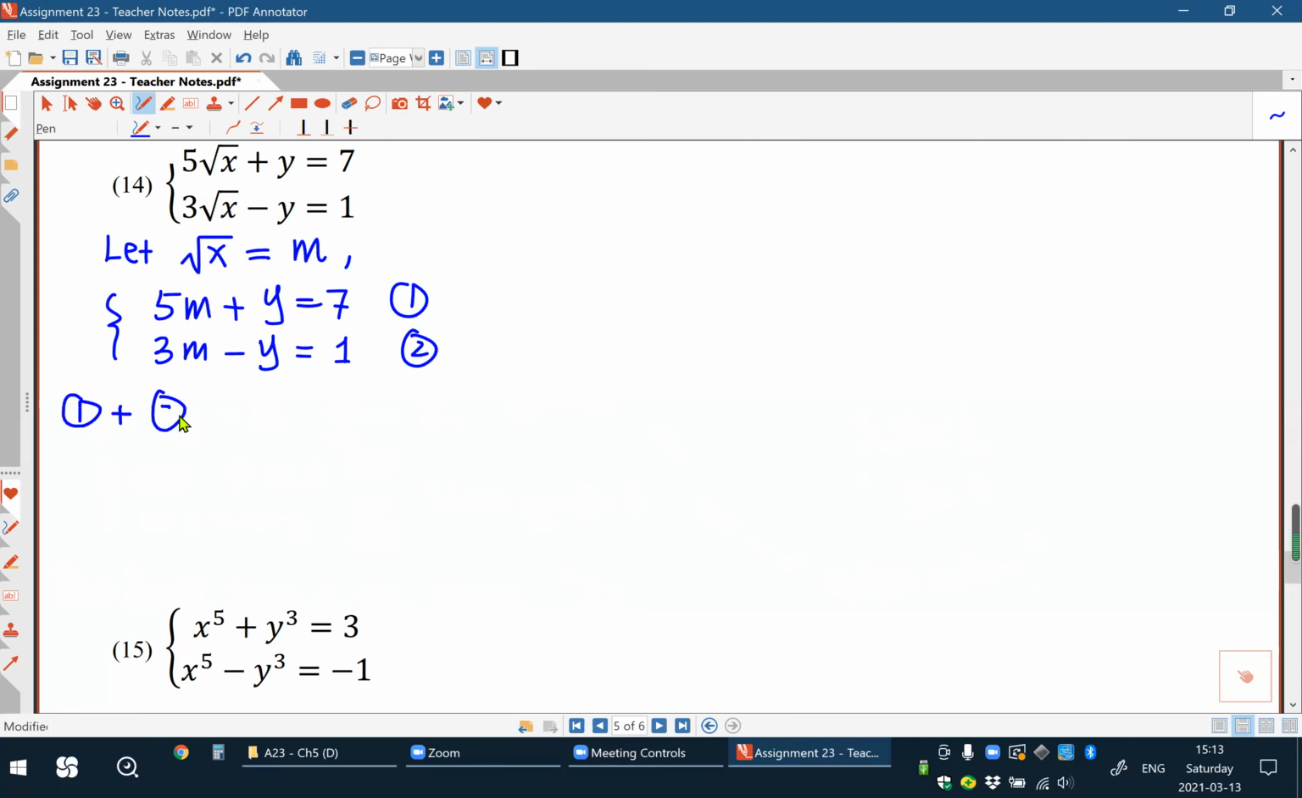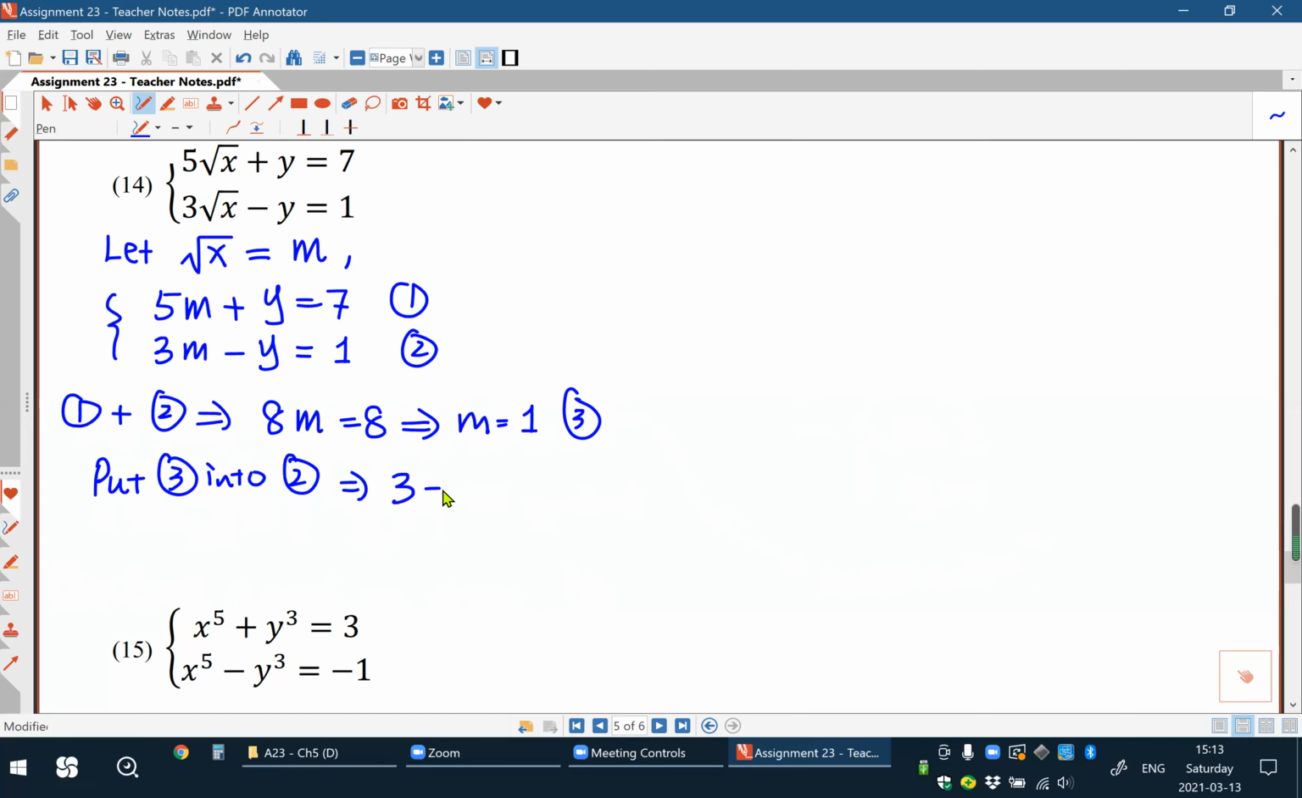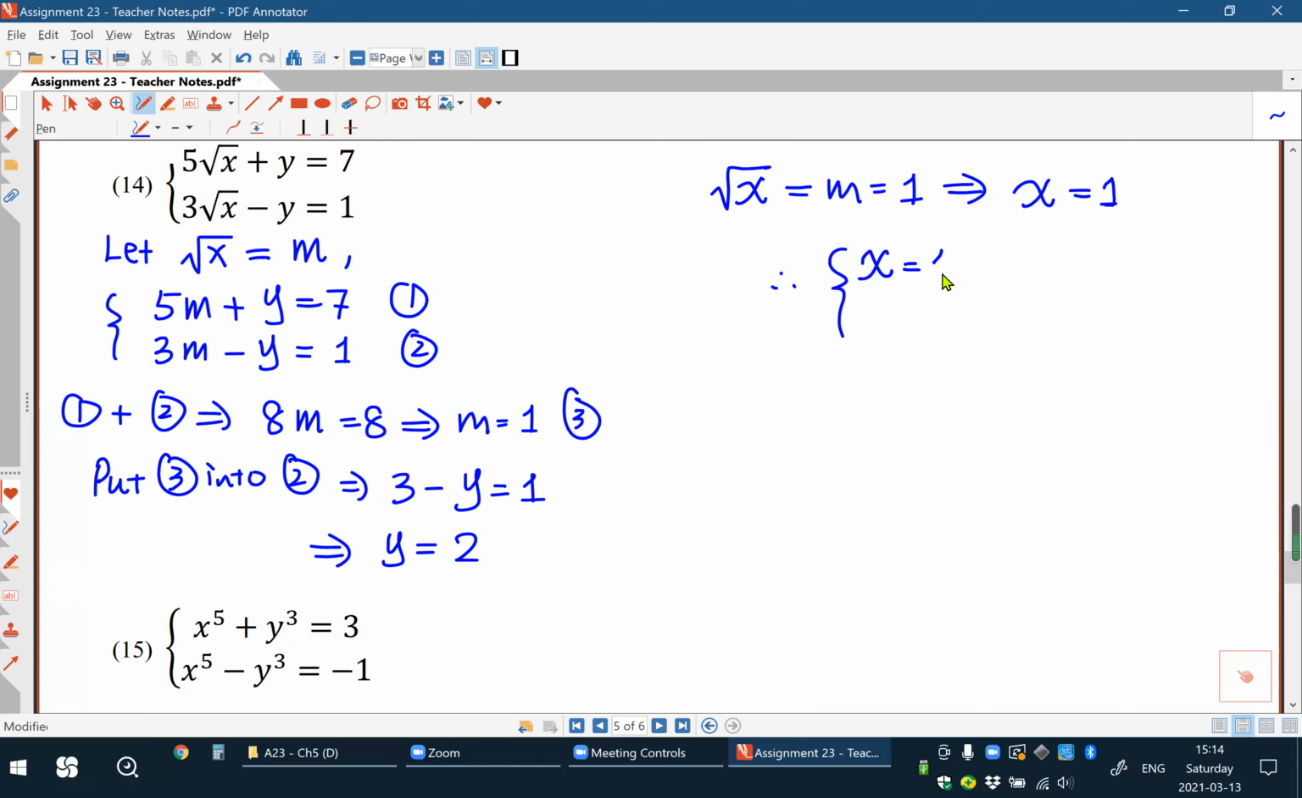So how do we solve this? Again, we can use equation 1 plus equation 2, right? This will give you 8m equals 8. So that means m is 1. So let's call this 3. Then we can put 3 into number 2. Then you will get 3 minus y equals 1, right? And that means y is 2. Okay, now we want to solve x and y. We already know y and m, right? Because the square root of x equals m, which is 1, that means x is 1, right? And now we can make the conclusion. The final result is x is 1 and y is 2.